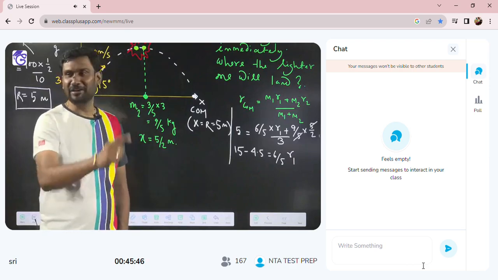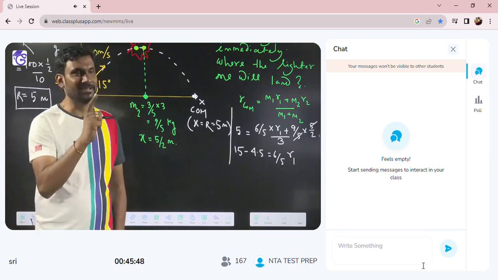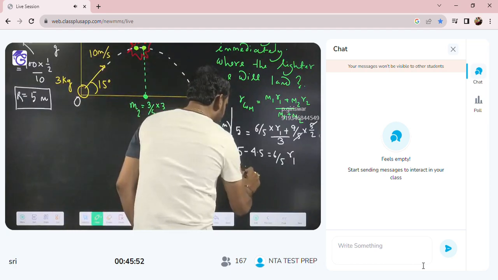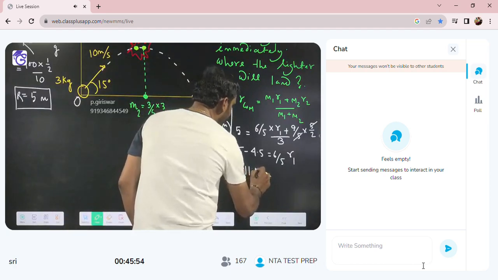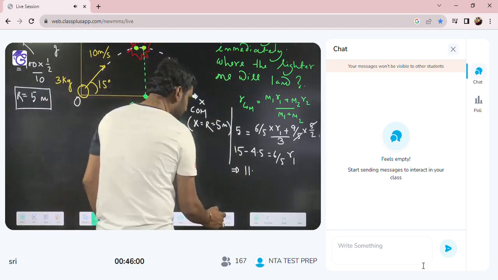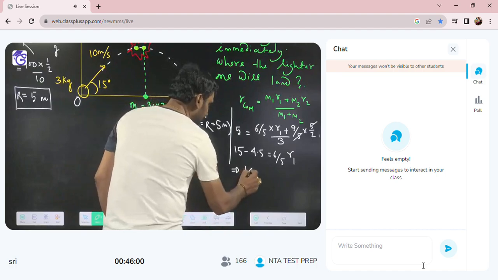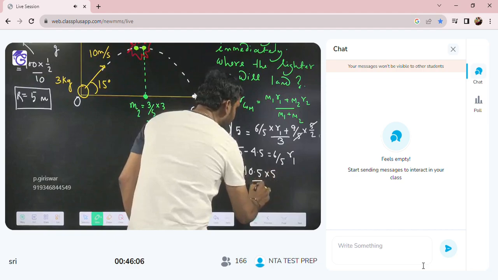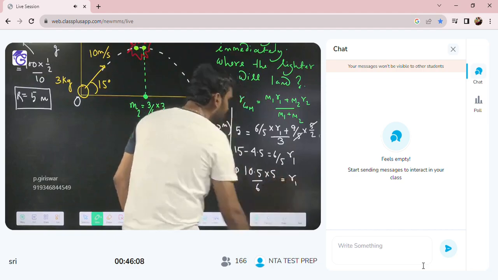Amrut, we have to be careful there. I told you, calculation. So now, how much is this? This is 11.5, 10.5, I'm sorry. This is 10.5. 10.5 into 5 by 6 is equal to R1.